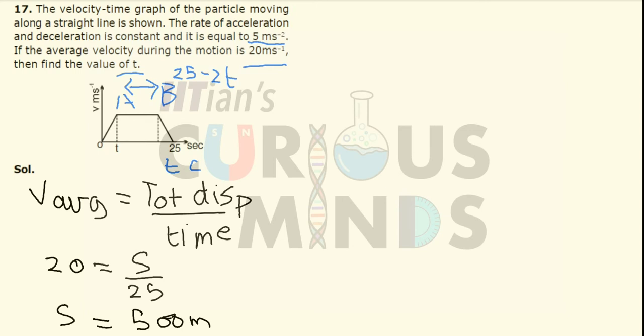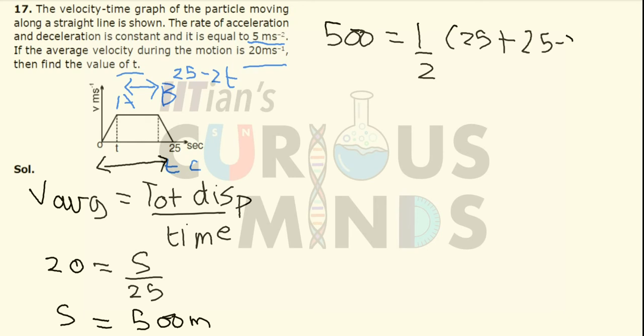The total displacement has one more formula. As per the graph, it will be equal to the area under the graph. So 500 will be equal to the area under the graph. The area will be equal to half into the sum of the parallel sides. This side over here is equal to 25, plus the other parallel side, which is equal to 25 minus 2t, into the height, which will be equal to the maximum velocity v, the velocity at point A or point B. Let this be the first.